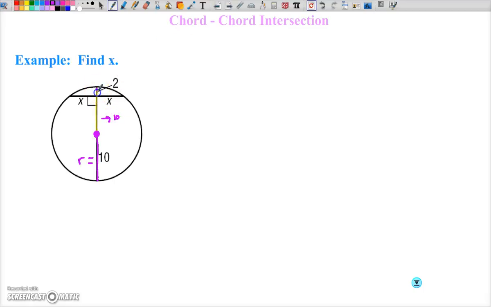If this little piece right here is 2, that means this yellow piece right here is 10 minus 2, which is 8. That's really important because what we need to do is take one small segment, which is 2, and multiply it by the other segment within the same chord, which is a total of 10 plus 8. So 10 plus 8 is this whole thing, and we multiply 2 by 18. That equals this little chord, x, times this one over here, x. So we get 36 equals x squared.